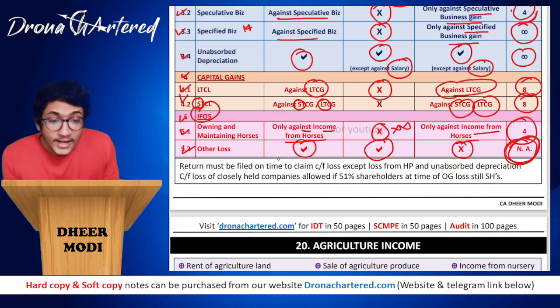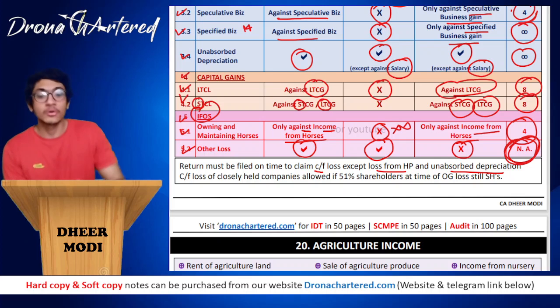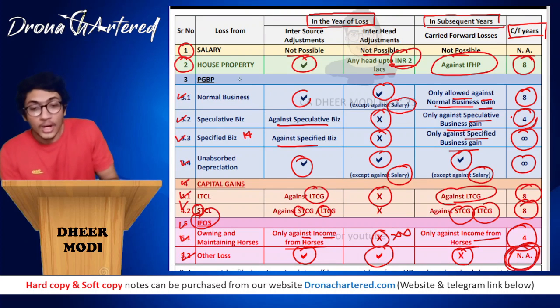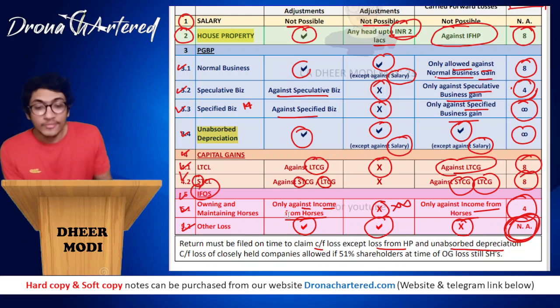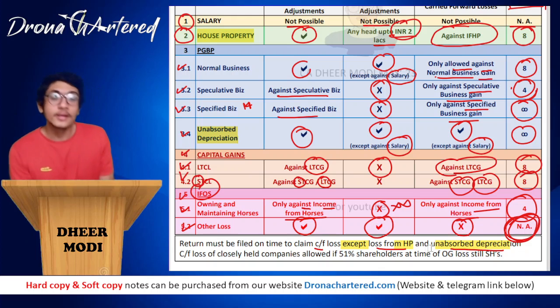And return must be filed on time to claim carry forward loss, except loss from house property and unabsorbed depreciation. What does this mean? That is your house property and unabsorbed depreciation. For these two, these will still be allowed. You will still be allowed to take losses of these if you do not file return on time. That means if you don't file return on time, all your other losses will not be allowed. So even if you don't file return on time, you will still be allowed to carry forward loss on these.